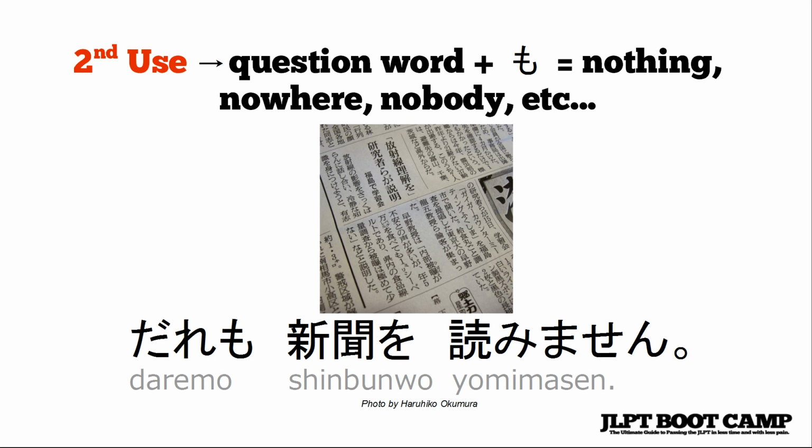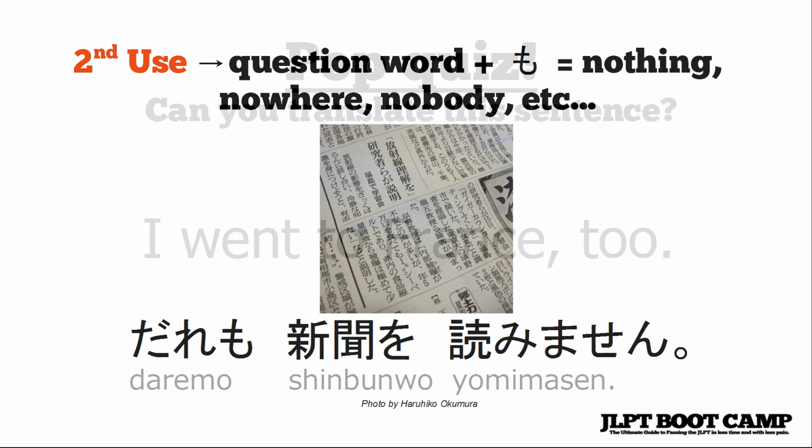And you can also use it in a positive sense as well. For example, if you use this in a positive sentence, daremo shinbun o yomimasu would mean everybody reads the newspaper. So this is to include absolutely everyone or nobody, depending on if it's a negative or a positive sentence with a question word.